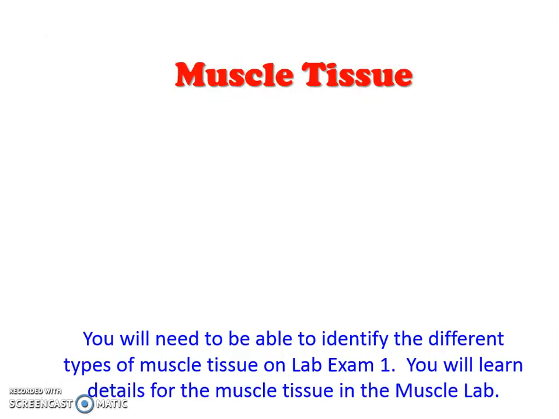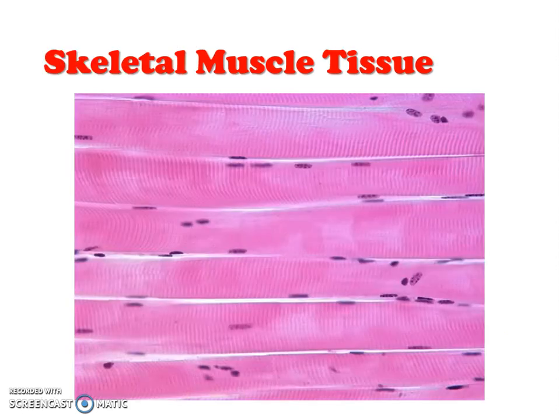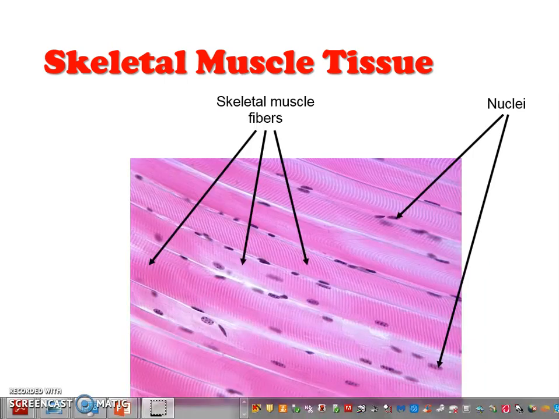And then finally, we've got the 4th type of tissue, which is muscle tissue. We will be talking about muscle tissue in much greater depth. I think it's lab number 4 or 5. Okay, for this test, for test number 1, you only have to recognize which of the 3 types of muscle tissues that we have. And the first type of muscle tissue is skeletal muscle tissue.